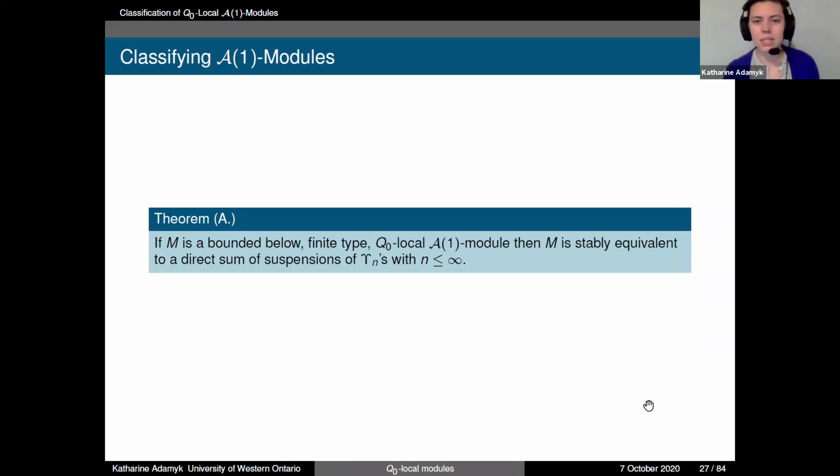And what I claim in this theorem is that they are essentially the only examples of Q-naught local modules. So take a bounded below finite type Q-naught local A1 module, then it's stably equivalent to a direct sum of suspensions of these Seagull modules, maybe finite, maybe infinite. So just as a reminder, that means as an A1 module, M is isomorphic to this direct sum of suspensions of the Seagulls, plus maybe a free module. I think it's clear, hopefully, what bounded below is. Finite type means that it's finite as an F2 vector space in each degree. It doesn't have to be finite overall.